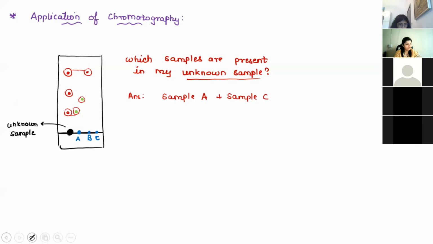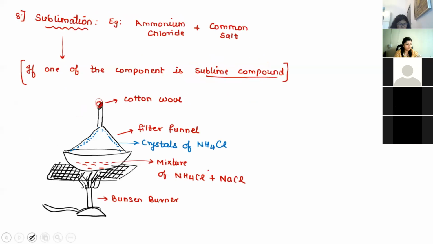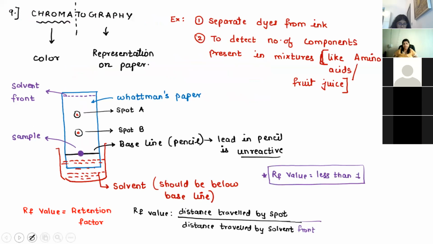So this is all about chromatography, and this is all about the separating techniques. With this we have completed topic 2, chromatography.